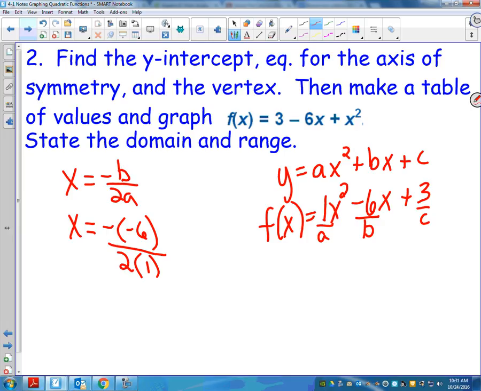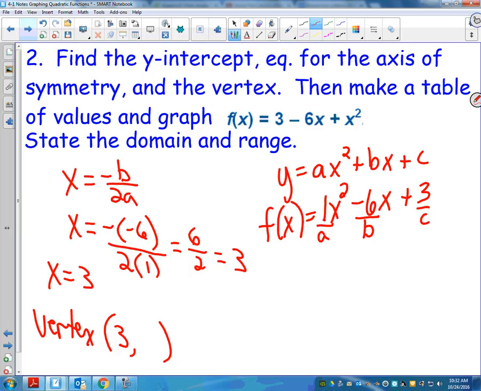So all I'm doing is plugging in the a and b from the problem into this equation, and I get 6 over 2, or that's just 3. Right? So you got to make sure you simplify that correctly. So I'm just going to say x equals 3. That's the line that's going to cut my parabola in half. The other thing that's really good about this is that it gives us part of the vertex. That gives us the first coordinate of the vertex, which is also negative b over 2a.